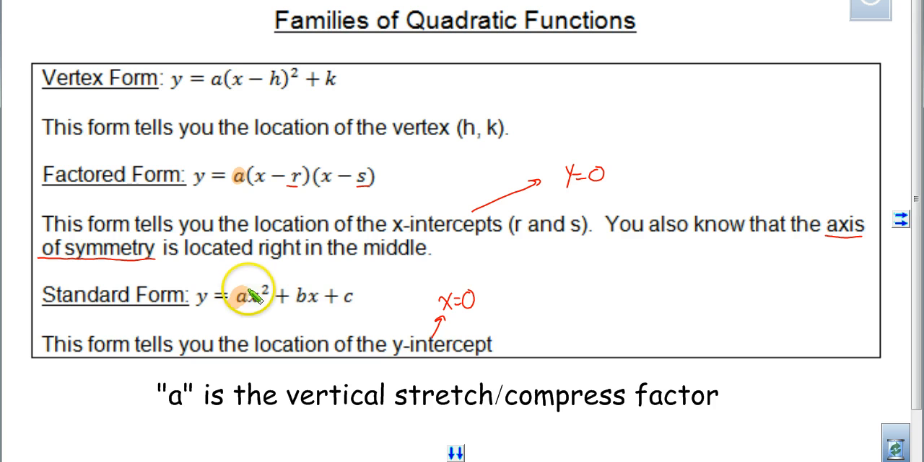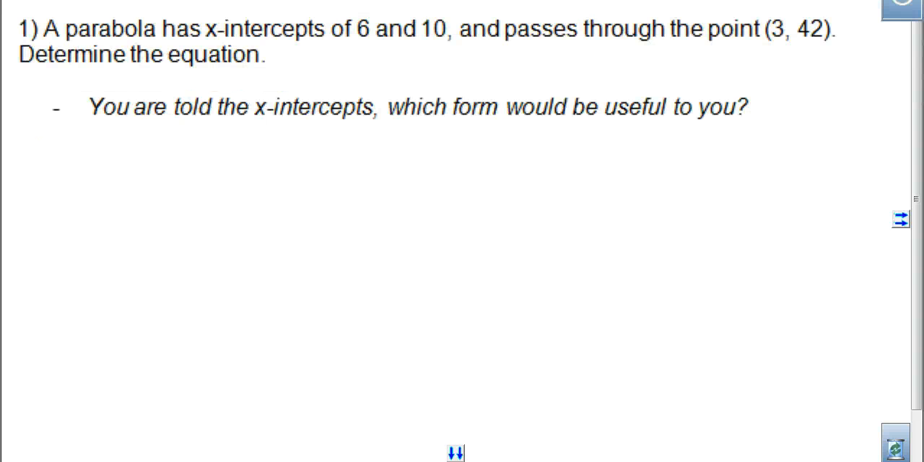Now what these three all have in common, they all have this a value here. And remember, a is the vertical stretch or compression factor. So we had our step pattern when we used the vertex form of 1, 3, 5 would get multiplied by a. That is the same with all of these forms. So if you know where the vertex is, you can use the step pattern multiplied by a to place the rest of your points. So all those different forms give us different types of information.